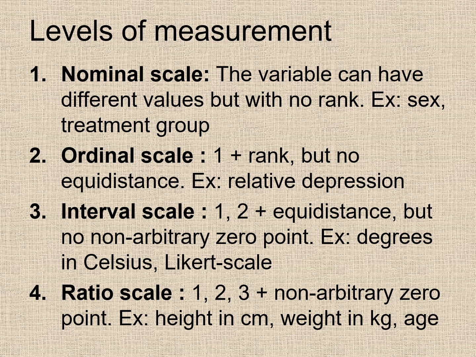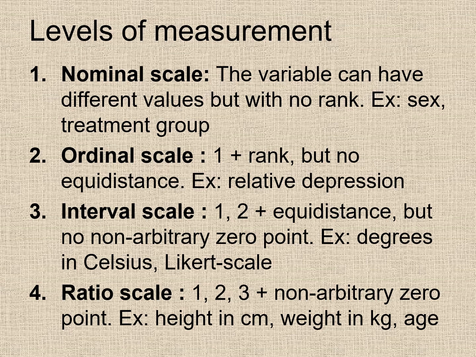The ratio scale, those are variables with the highest amount of information. So you can rank individuals, people can have different values, you can rank the values, you have equidistance, and you have a non-arbitrary 0 point. So for instance, height in centimeters, weight in kilos, age in years, and so on. With height, you can have a person who is 2 meters long and another one who is 1 meter long, then you can rank them. The person who is 2 meters tall is taller than the person who is 1 meter tall.